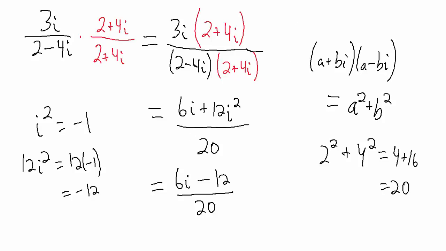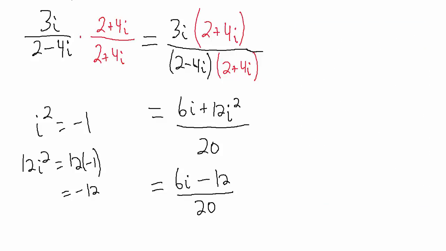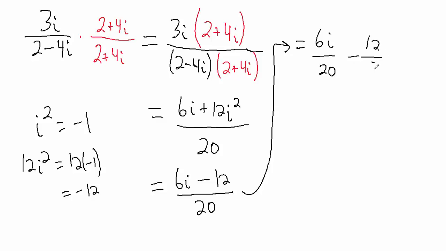Okay, let's go ahead and get rid of all this over here so we have some more room to work with. Alright, now we're going to come up here. Now what we want to do is split this up into two fractions so it's a little easier to simplify. So this is going to be 6i over 20, and then minus, we have a minus sign in the middle, minus 12 over 20.